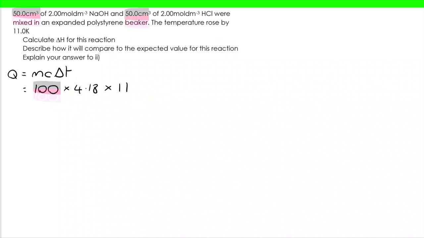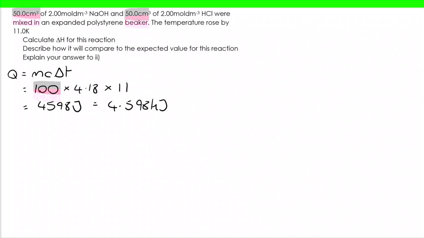So we have Q is mc delta T. In this one, a slight difference. We've got two 50 cm cubed samples added together. That means my total volume is 100 cm cubed. My total mass is 100 grams. Then we carry on the calculation as we always would. I've got my temperature rise. I've got my 4.18. I get 4598 joules, 4.598 kilojoules.